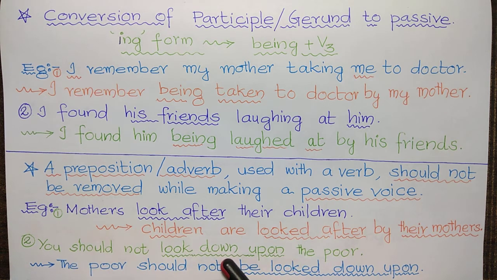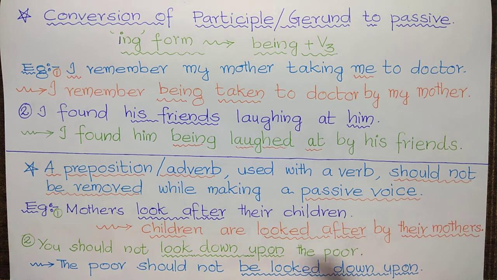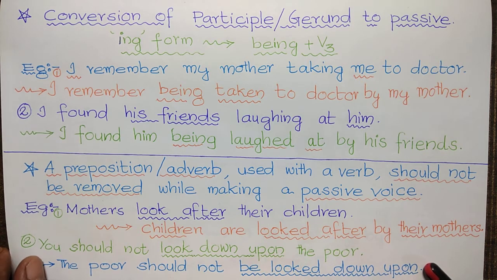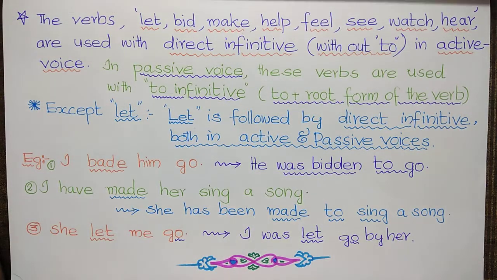You should not look down upon the poor. The passive voice is the poor should not be looked down upon. "By you" may not be mentioned. The poor should not be looked down upon. So that is this case.